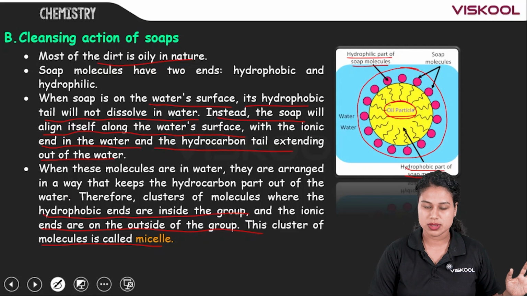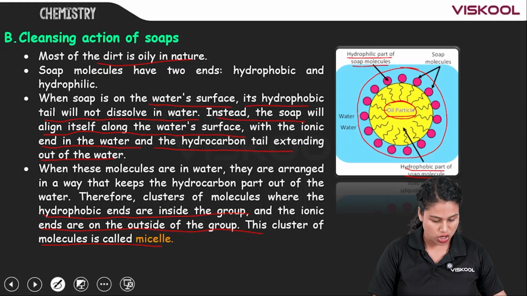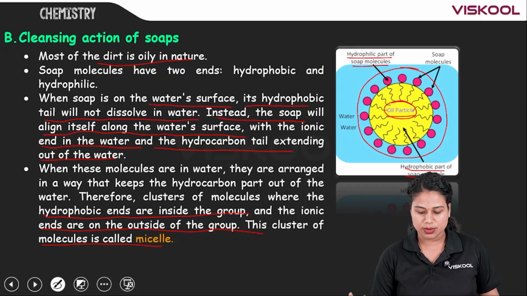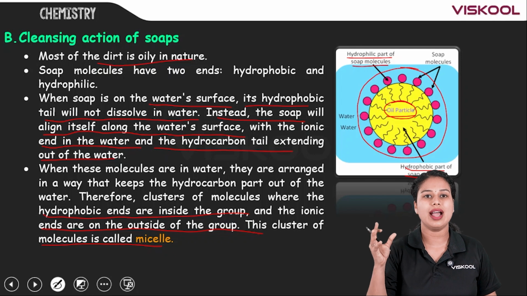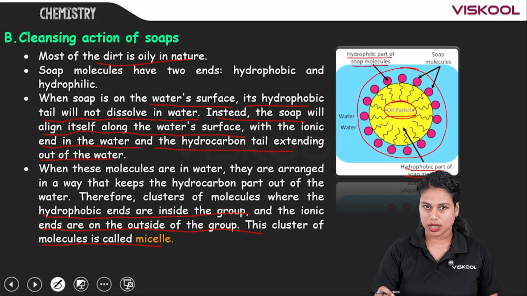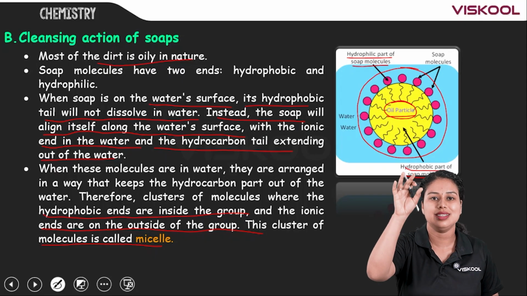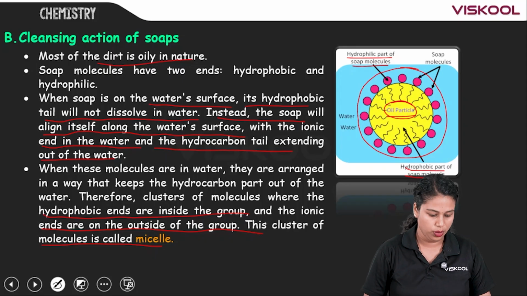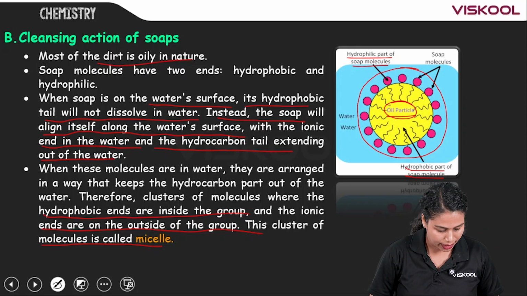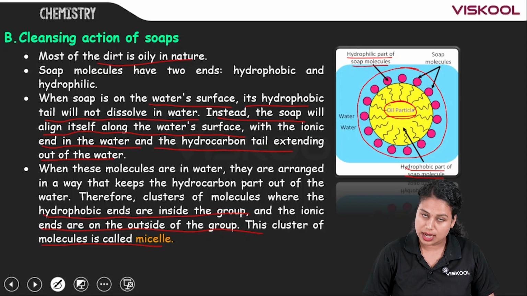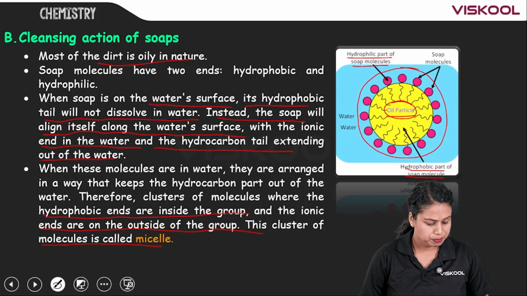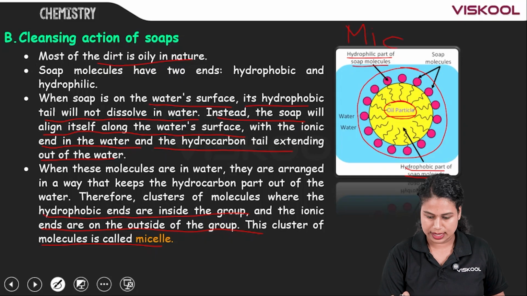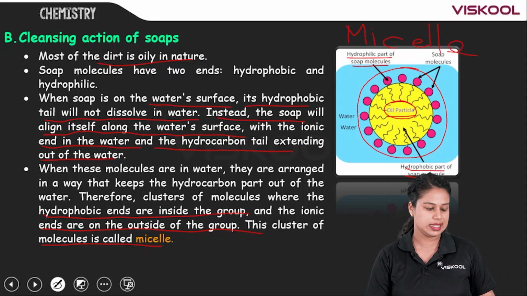So when these molecules are in water, they will arrange in such a way that they keep the hydrocarbon part out of the water. The molecule always keeps the hydrocarbon part out of the water, and if dirt is present, it will insert this hydrophobic part inside the oil molecule or the dirt molecule. Therefore, the clusters of molecules where the hydrophobic ends are inside the group and the ionic ends are on the outside of the group, this cluster is what we call a micelle.